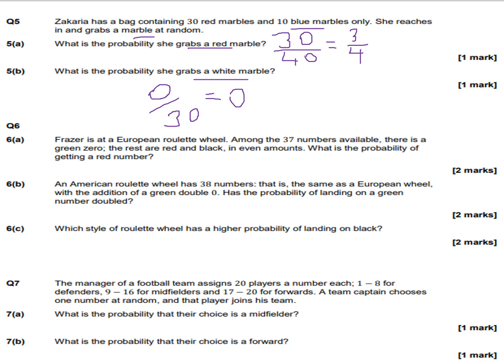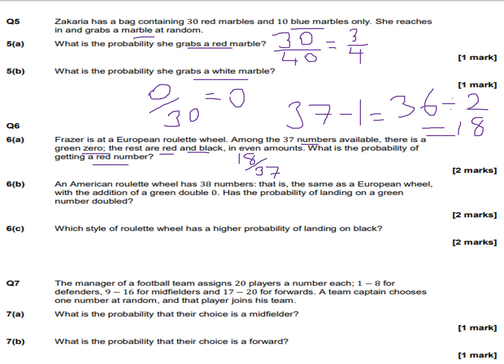Okay, question number 6. Fraser is at a European roulette wheel. Among the 37 numbers available, there is a green 0. The rest are red and black in even amounts. What is the probability of getting a red number? There is a green 0, so I'm going to knock off 1. So 37 take away 1 is 36, and 36 is shared between red and black evenly. So divide that by 2, and I'm going to have 18. So the probability of getting a red number will be 18/37, because that's the total number available.